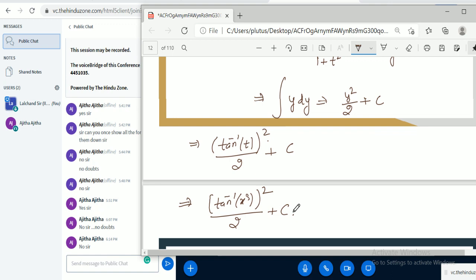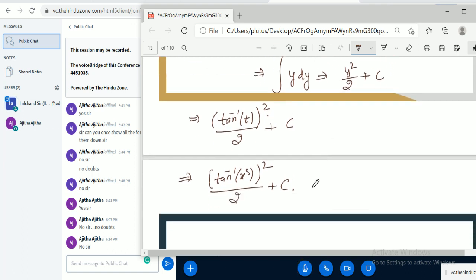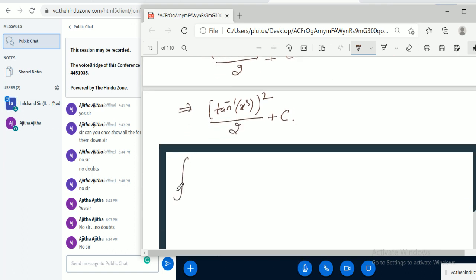Okay, fine. So can you integrate sine cube x dx? Can you find the integral of sine cube x dx? What is the integral of sine cube x dx?